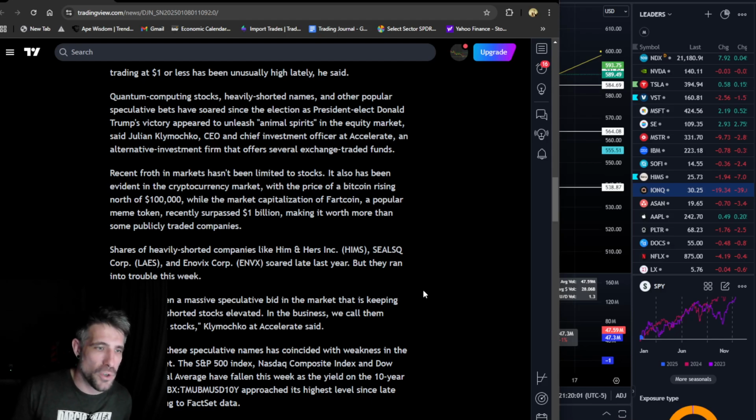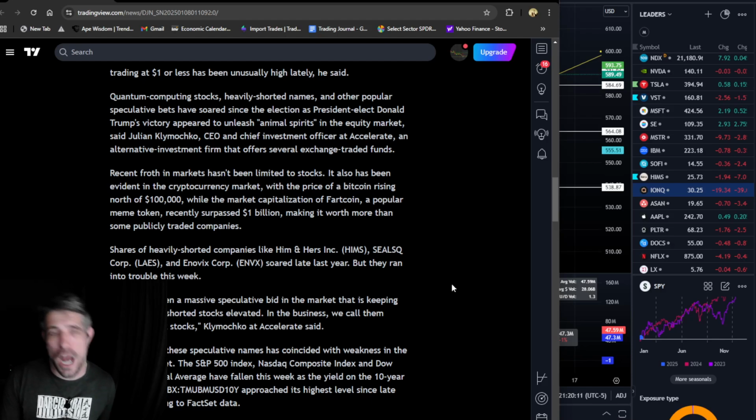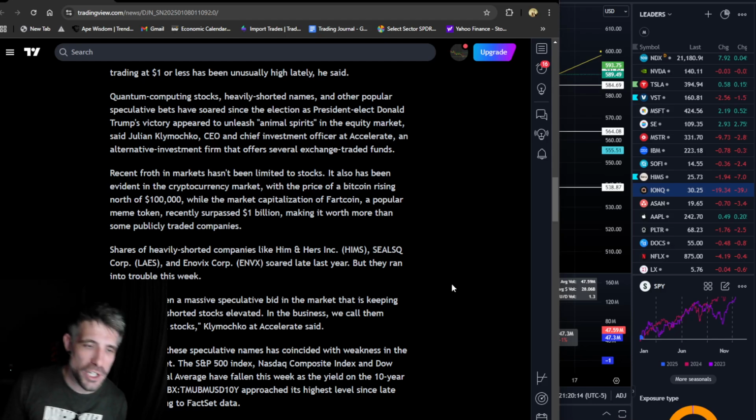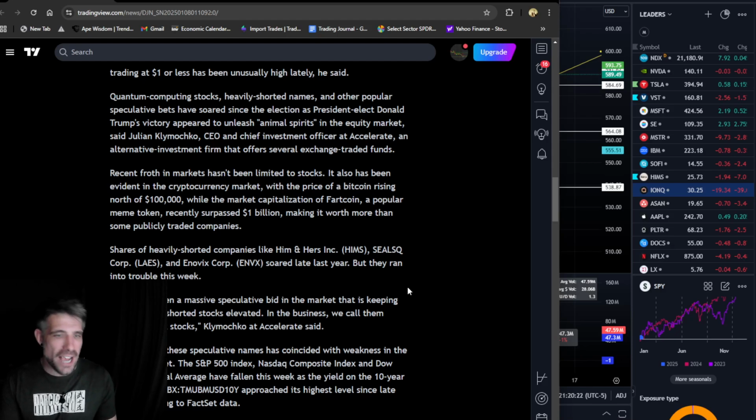But Bitcoin rising north of 100,000, while the market capitalization of Fartcoin, a popular meme token, surpassed 1 billion, making it worth more than some publicly traded companies. Shares of heavily shorted companies like Hims & Hers, Seals, SQ Corp, LAES, and ENVX soared late last year, but they ran into trouble this week.